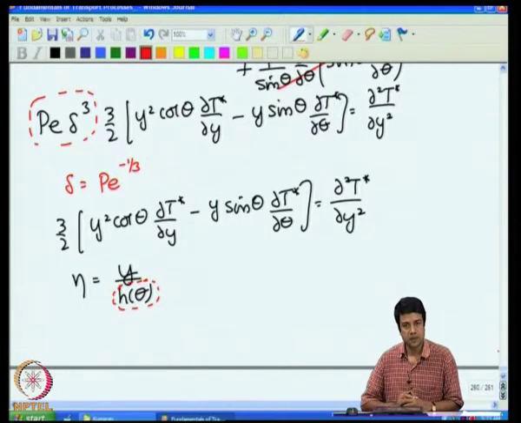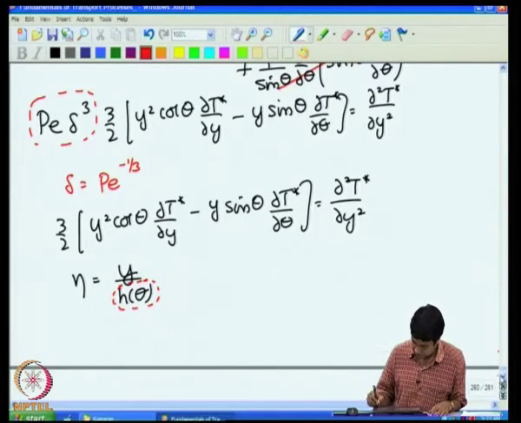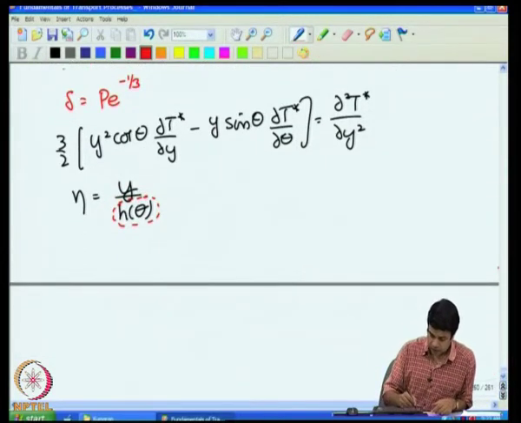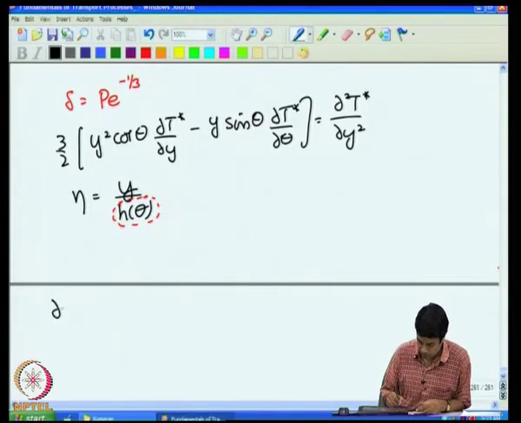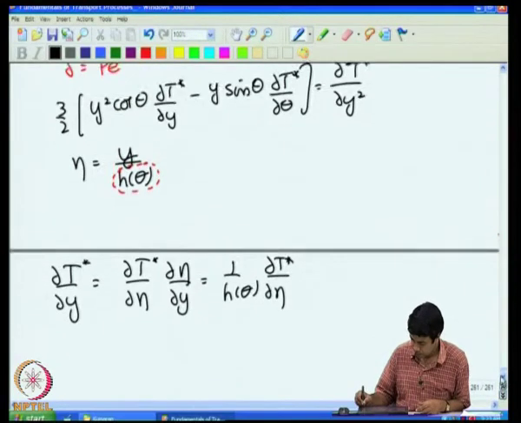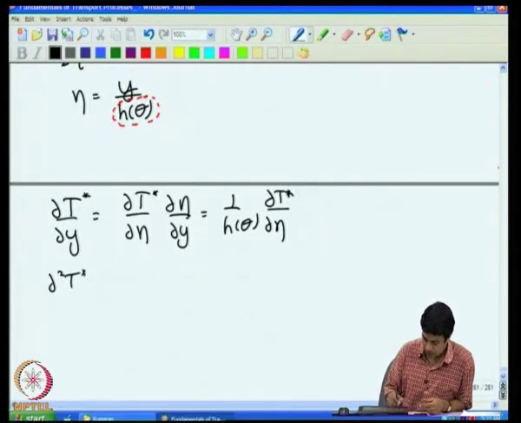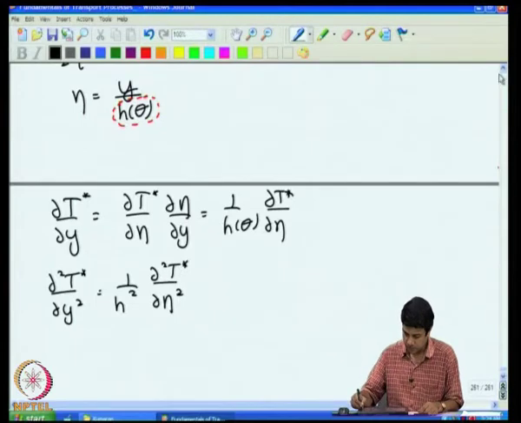Last lecture we started solving this problem by defining a similarity variable eta equal to y by h of theta, where h is right now some unknown function. Now I can substitute for y and theta in terms of eta. Partial T by partial y is equal to 1 by h of theta partial T by partial eta. In a similar manner, partial square T by partial y square is equal to 1 by h square partial square T by partial eta square. These are the two derivatives with respect to y in the conservation equation.